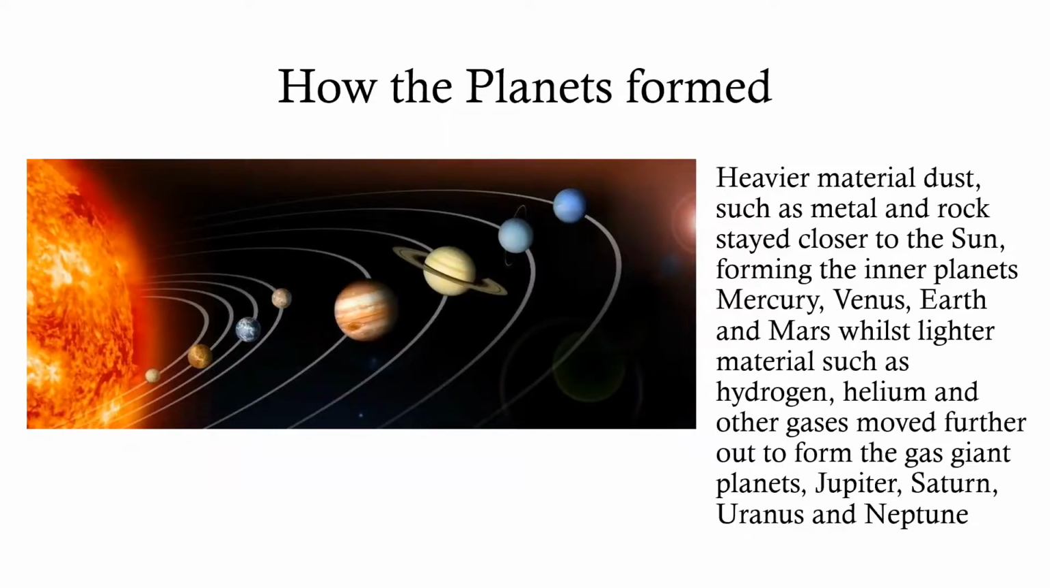So the heavier material, okay, such as metal and rock, the rocky metallic elements stay closer to the Sun, forming the inner planets, Mercury, Venus, Earth, and Mars. Whilst lighter materials such as hydrogen, helium, and other gases moved further out to form the gas giant planets. So as the disk was rotating, the heavier elements stayed closer to the center, and the lighter were sort of flung out into the outer parts of the solar system.